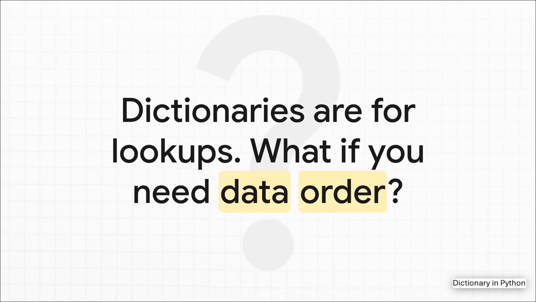And that brings us to a final thought. Dictionaries are the absolute champions of the fast lookup, no question. But their power is all based on the key, not on position. So, what happens when the sequence of your data actually matters? What if you need it to stay in a specific order? Well, that's a question for a different data structure, and hey, maybe another explainer.